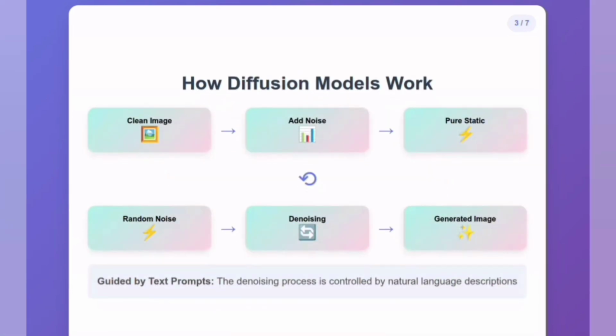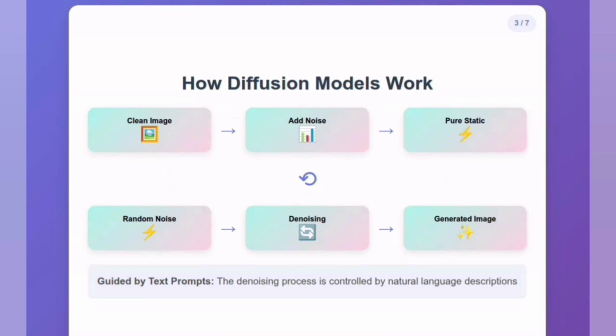How do diffusion models work? Imagine taking a clean image and gradually adding random noise to it until it's just pure static. The diffusion model is trained to reverse this process. Given a noisy image, it learns to iteratively remove the noise step by step until a clear, high-quality image emerges. This denoising process is guided by text prompts.